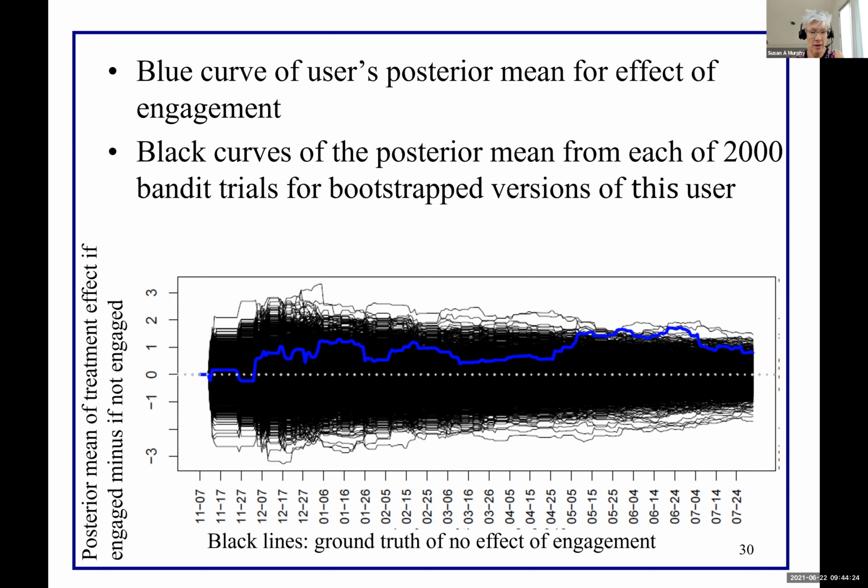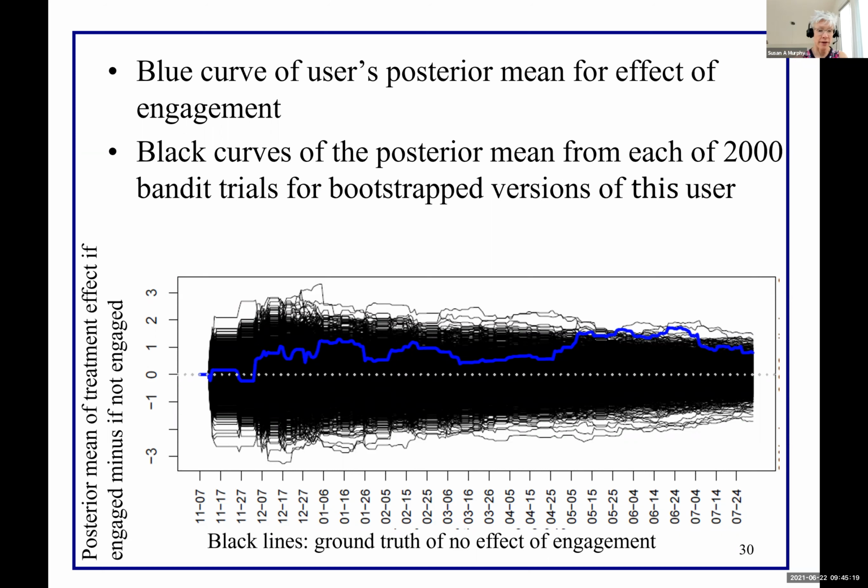Each of the 2000 black curves is a bootstrap version of that particular user. The way we get a bootstrap version of that user is we take that user's state residual trajectory, and we bootstrap the residuals. Then we run the Bandit algorithm on the resulting pairs: state, a bootstrap residual, state, a bootstrap residual. And if the algorithm says send a suggestion, we add back in the posterior treatment effect at that time, except we ensure that we set the coefficient of engagement to 0.